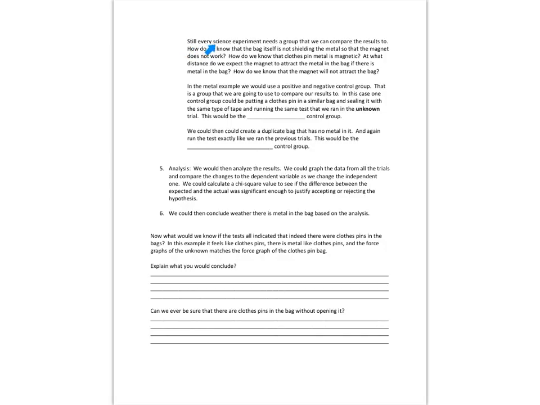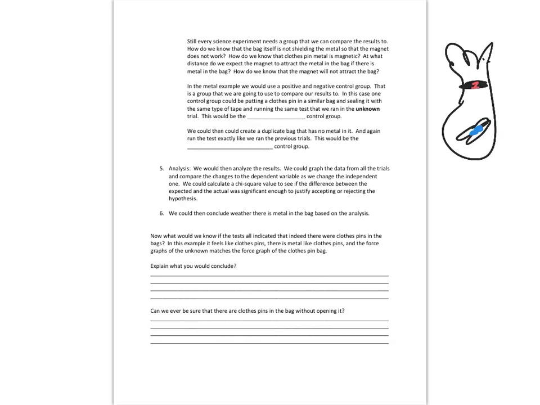So still, every science experiment has a group that we can use as a control group. You can read this yourself. I don't want to go into it. I think I wrote it pretty well, but whatever. We can then create a duplicate bag. So the idea would be we create a duplicate bag that we know has the clothespin in it, right? We know there's a clothespin in this bag, and that clothespin has the metal. All right, so we know it has metal. There's tape around it, so it looks exactly like the bag that we don't know.